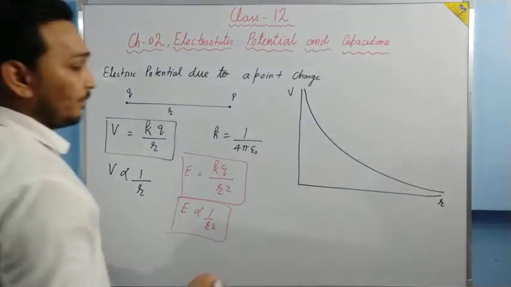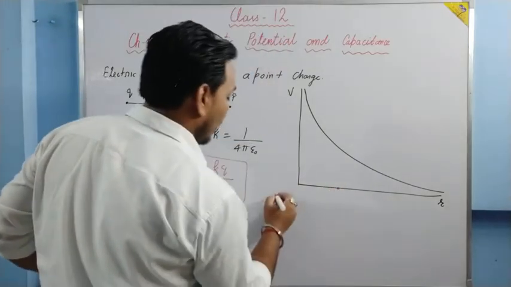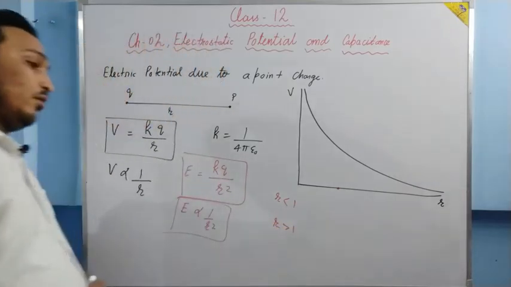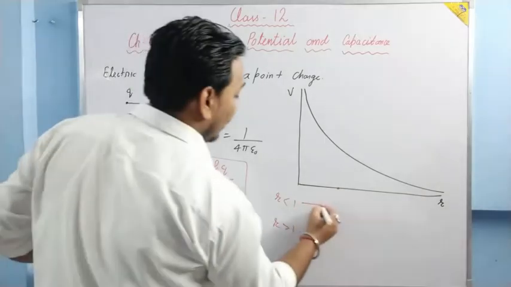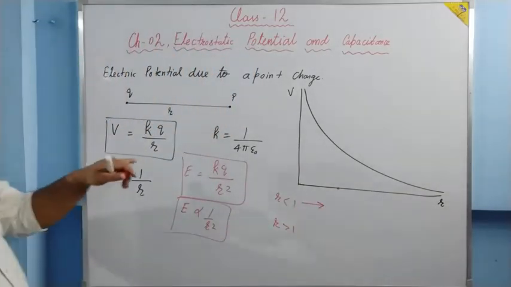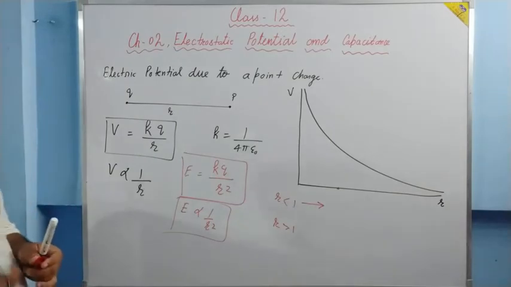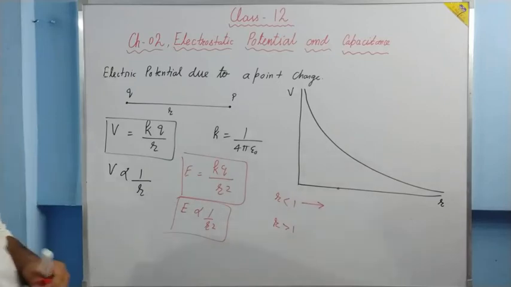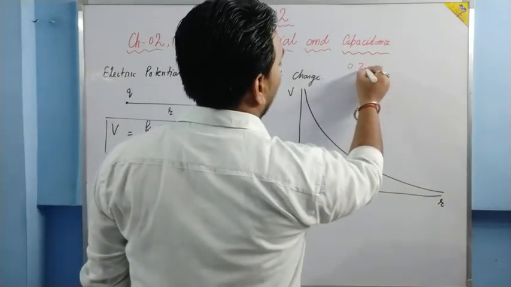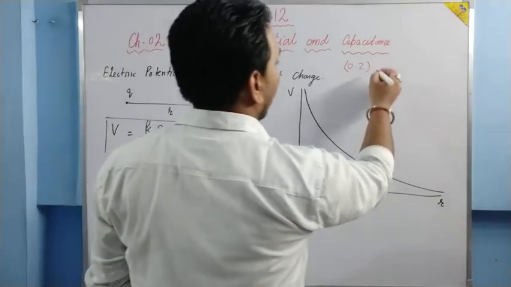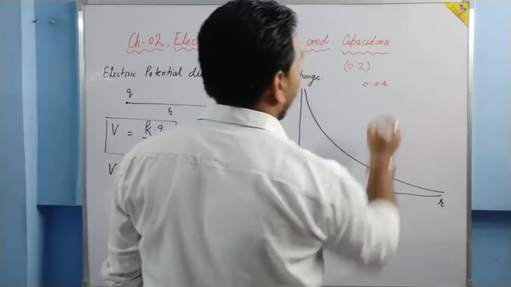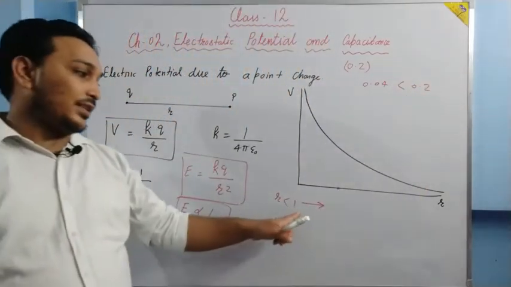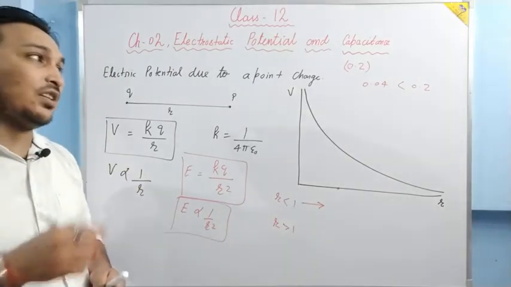There are two regions actually: one region when r is less than 1 and one region when r is greater than 1. When r is less than 1, what will happen? For values less than 1, the square of the value is smaller than the value itself. Suppose I write 0.2, the square of 0.2 becomes 0.04, which is less than 0.2.